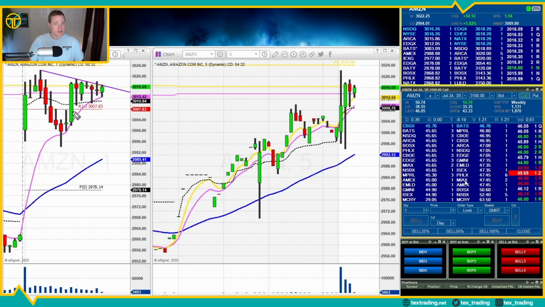Now, what resistance did it run up into? Let's take a look up over here on our 5-minute chart. It's a little bit easier to see.